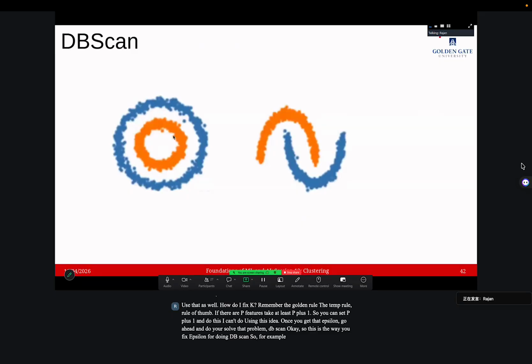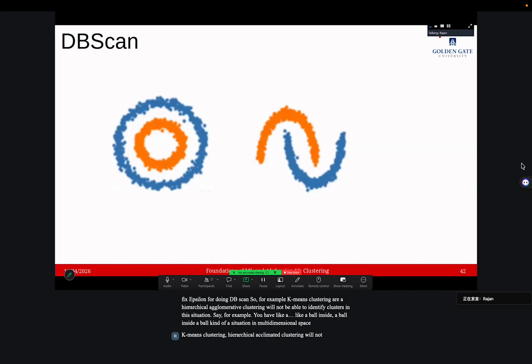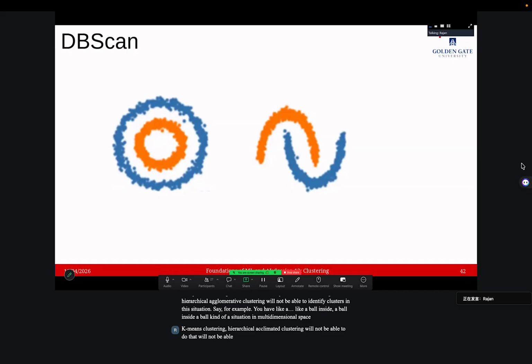K-means clustering or hierarchical agglomerative clustering will not be able to identify clusters in these situations. Say for example, you have a ball inside a ball inside a ball kind of situation in multidimensional space. K-means clustering and hierarchical agglomerative clustering will not be able to identify the clusters, but DBSCAN will. DBSCAN will correctly identify these two as two different clusters, but K-means will not be able to do it.